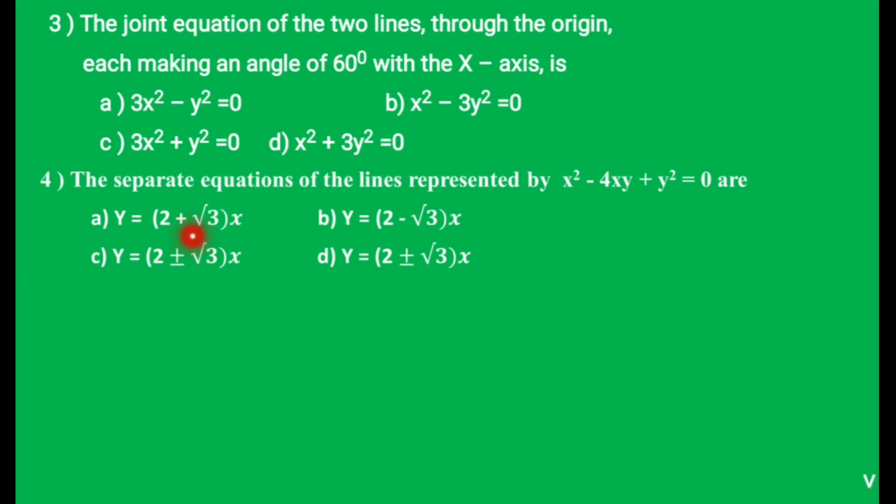Question number 4. The separate equations of the lines represented by x square minus 4xy plus y square equals to 0 are. Here you have to find the separate equations and combined equation is given.